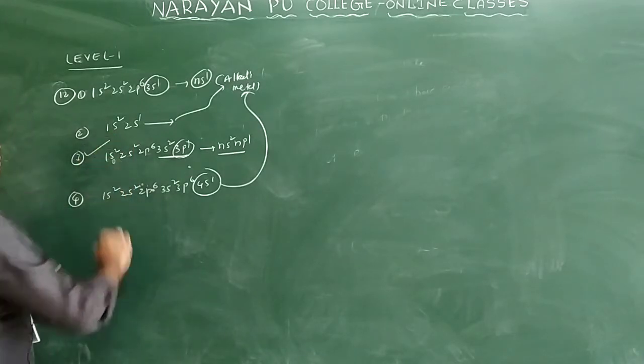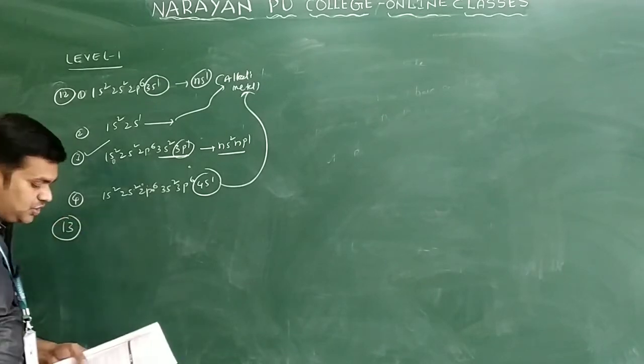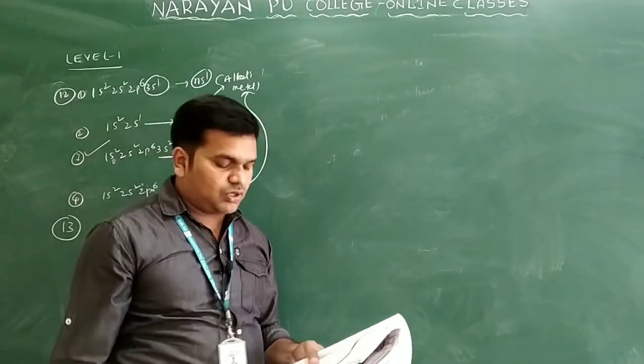So this is the odd one among those elements only. So what will your answer be? Your answer is option 3 for question number 12.